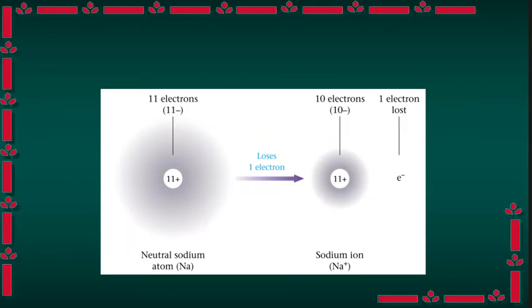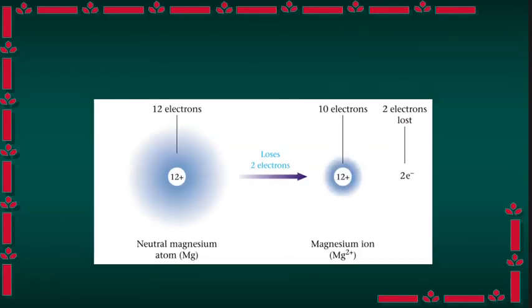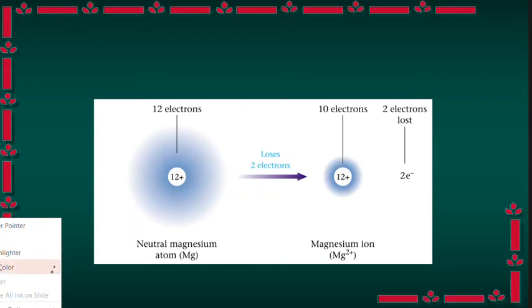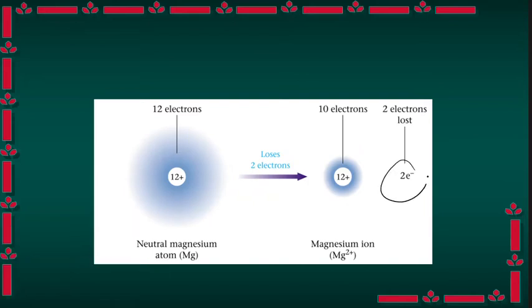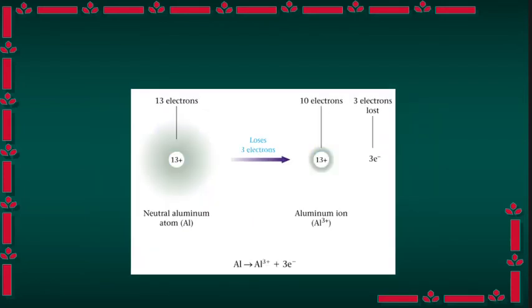Okay, so if you're sodium and you lose an electron, you're just called sodium. You are sodium plus. You have lost an electron. If you are magnesium, you will lose 2 electrons. So you are still called just magnesium, but notice you now have a positive 2 charge. If you're aluminum, you will lose 3 electrons. So you will have a +3 charge. Notice your name is not changed.